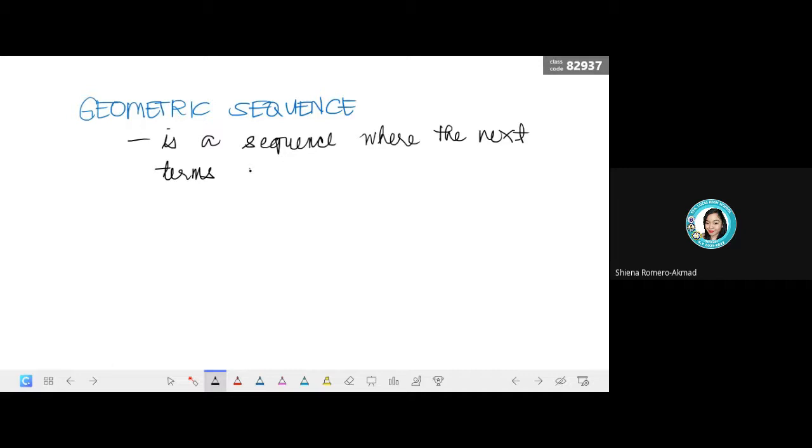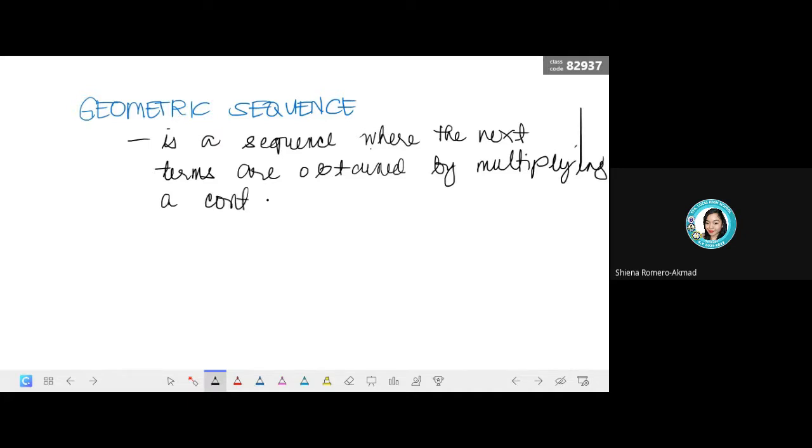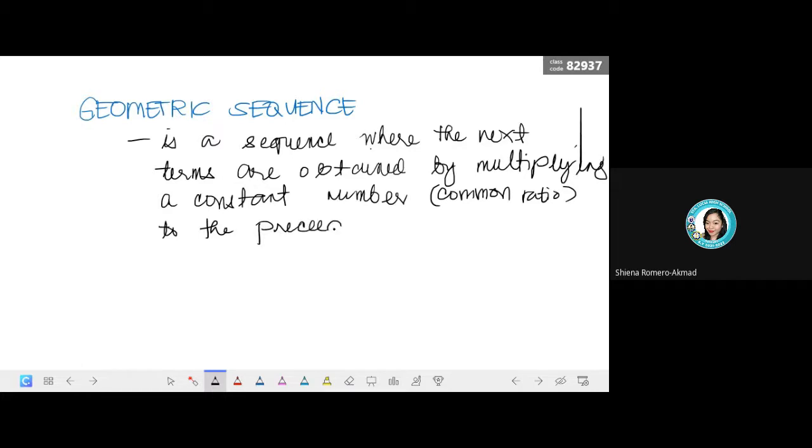A geometric sequence is a sequence where the next terms are obtained by multiplying a constant ratio or constant number, na ang tawag natin ay common ratio, to the preceding terms. Okay, so ganun lang kasimple sa geometric sequence.